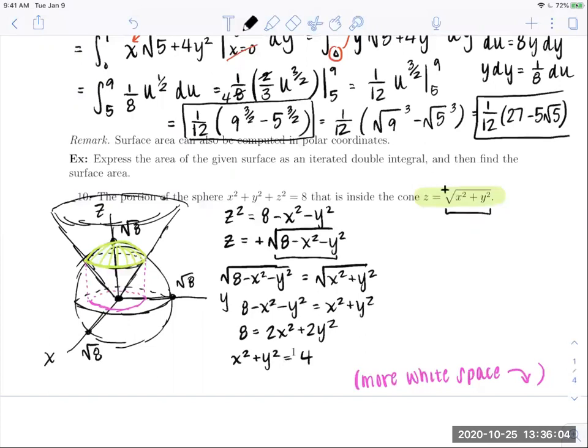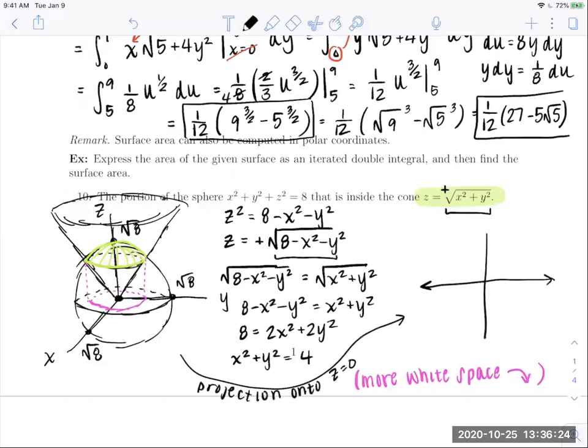So I like to draw my projection onto z equals 0, that is the xy plane. And the projection of this surface looks like a circle with radius 2. All right, and this is what we're calling our region of integration R.